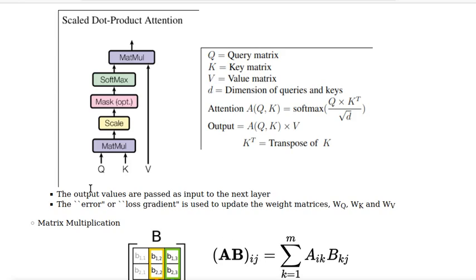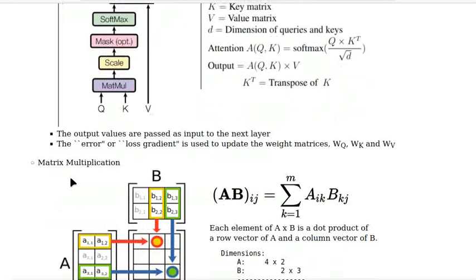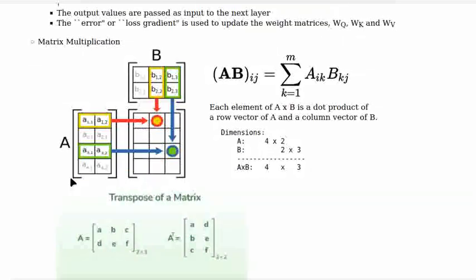Let's briefly review matrix multiplication to better understand the attention formula. This figure illustrates the multiplication of matrix A by matrix B. Each element of the product matrix A times B is computed as the dot product of a row vector from A and a column vector from B, as shown in the formula. For matrix multiplication to be defined, the number of columns in A must equal the number of rows in B. In this example, A is a 4 by 2 matrix and B is a 2 by 3 matrix, so their product is a 4 by 3 matrix.